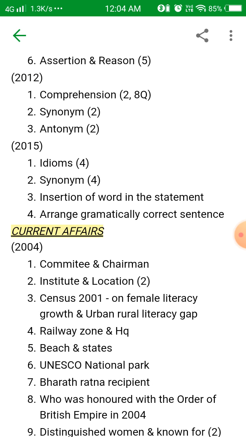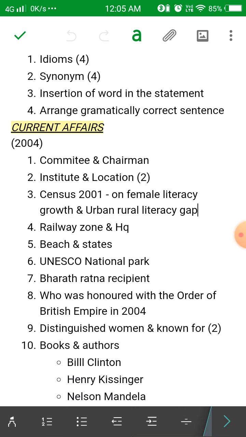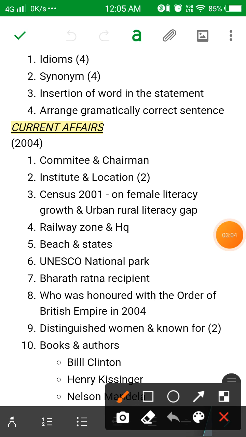Then going on to 2015, the focus was on idioms. Idioms were 4 questions and synonyms were 4. And there was a question where a particular word is supposed to be inserted in the statement, which changes the meaning of the statement. You need to properly insert that word, and different choices are given according to which you need to mark the correct answer. Then there was a question on arranging jumbled sentences into a correct grammatical form.